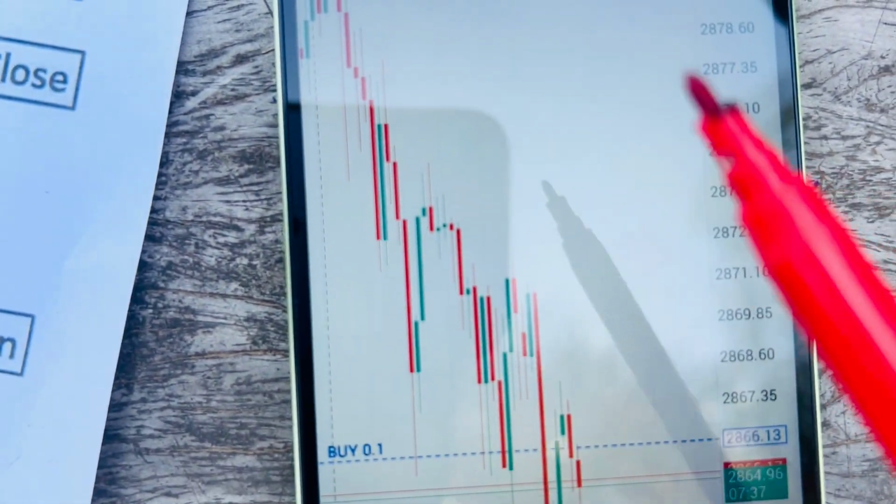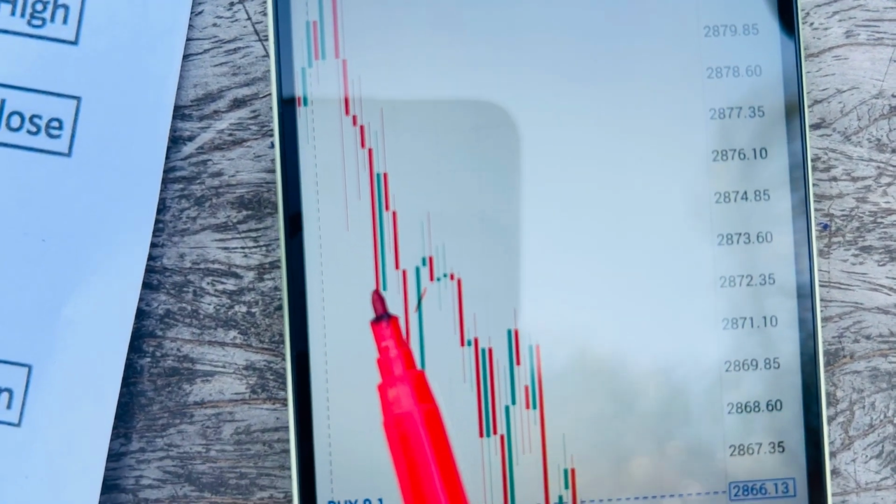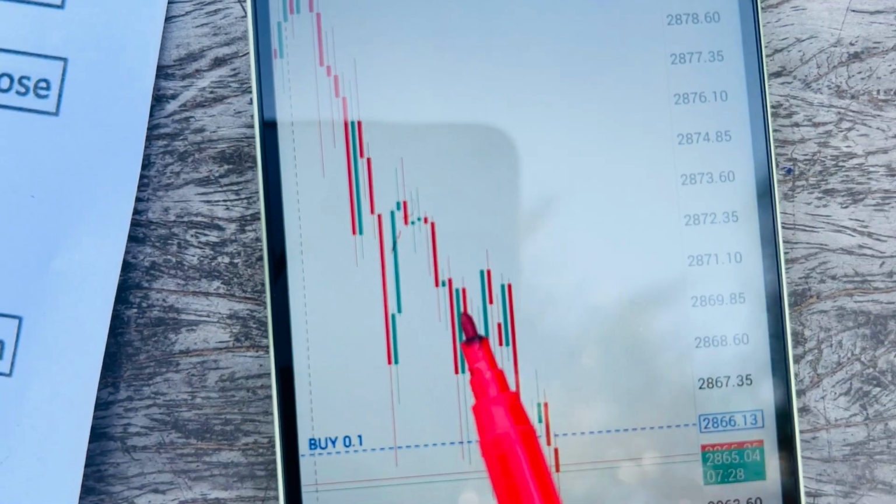What's happening here? You have your lower price, your higher price. We had a break, we had a retest. You can see this chart retested and we had our sell over here. We came all the way down.